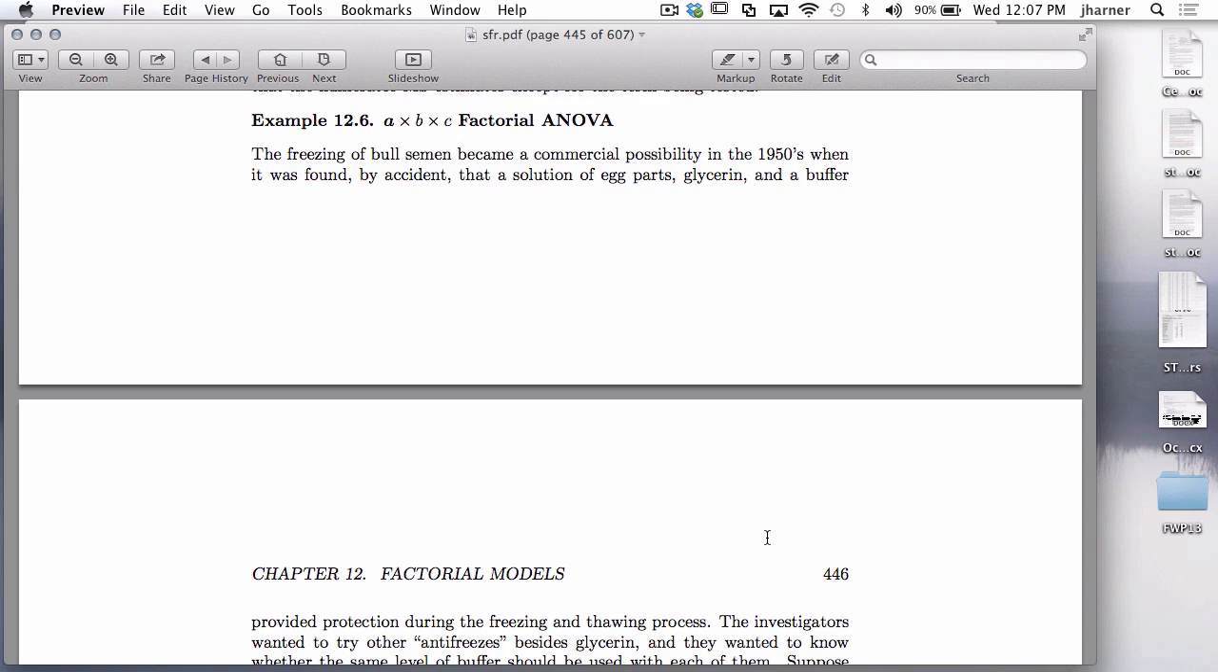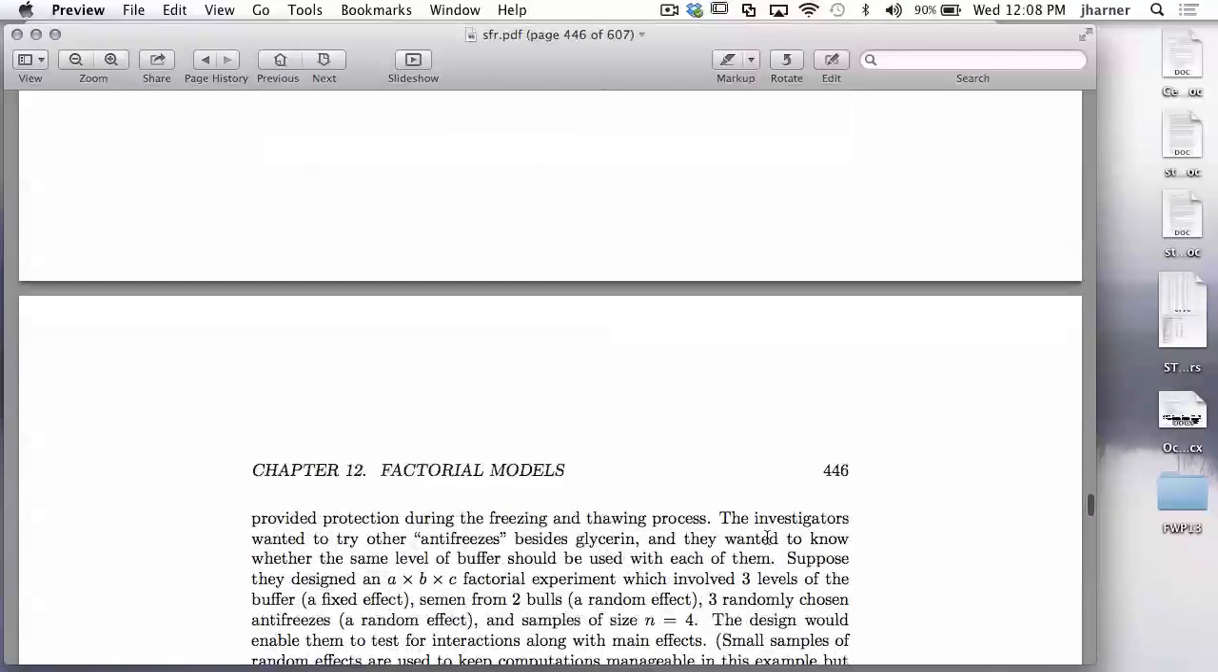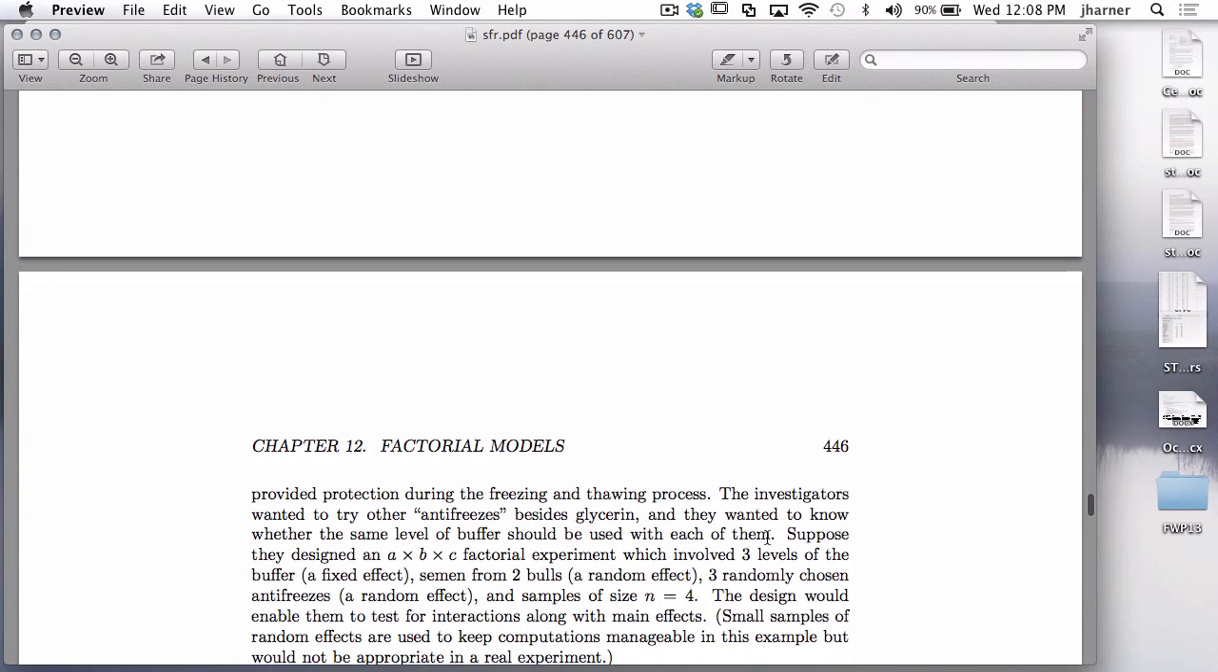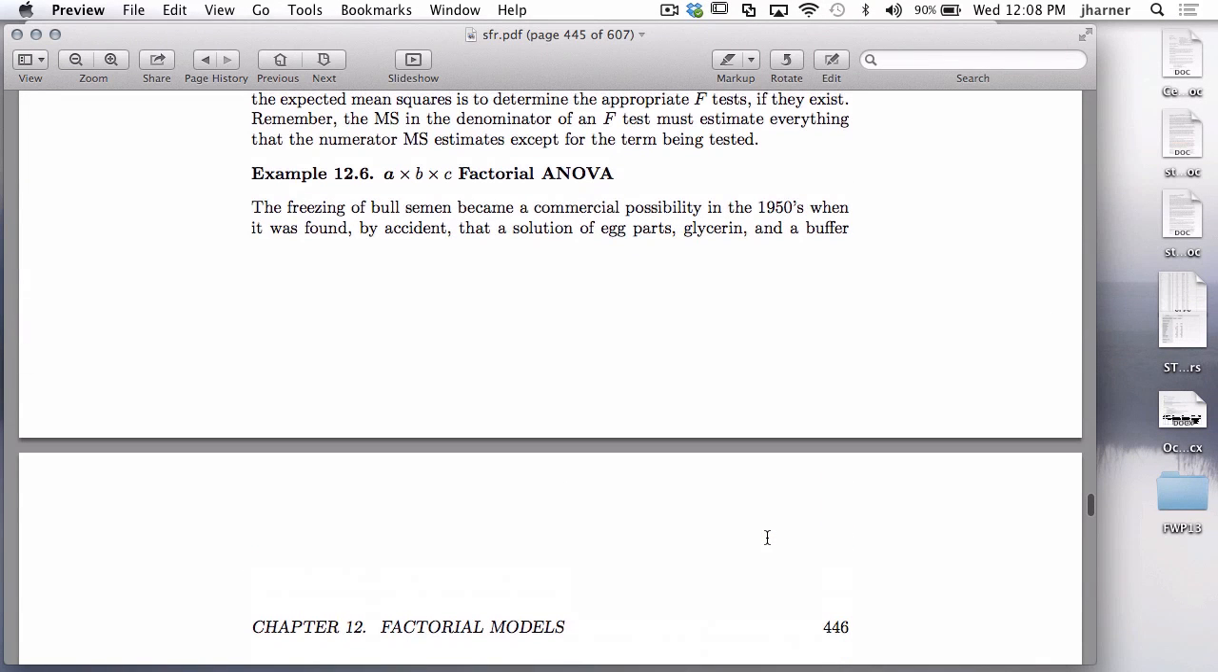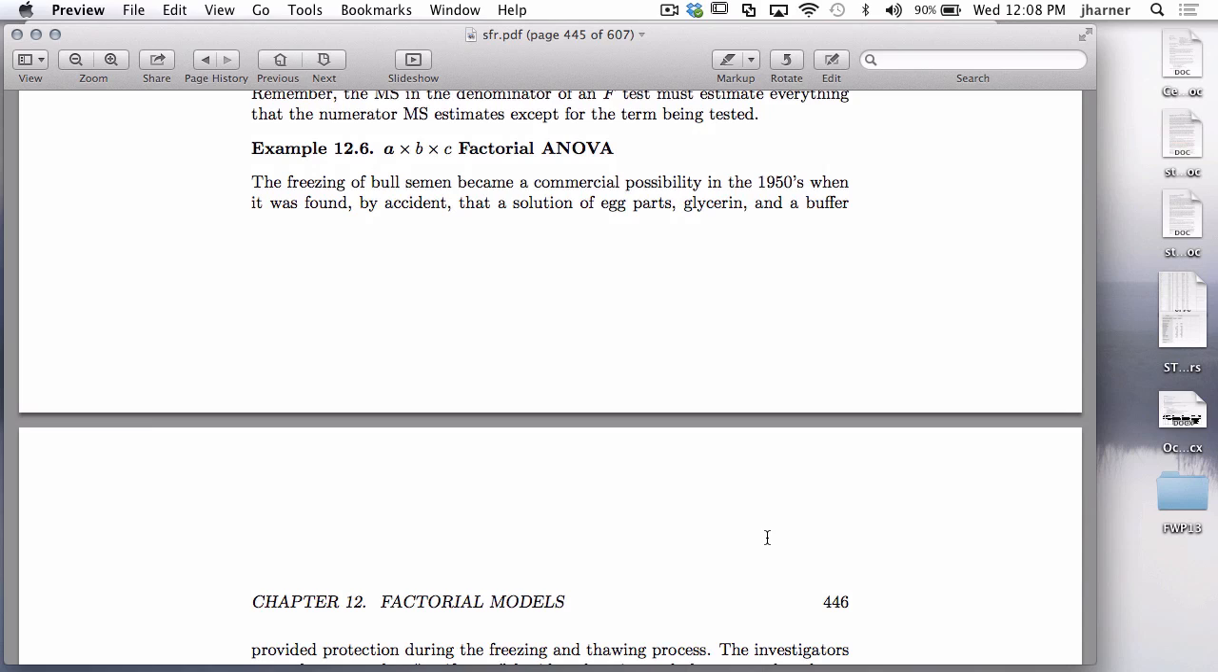So at any rate, when you have a freezing process and a thawing process, you need an antifreeze, and you need a buffer. And so the original one was glycerin, but later on there were many, many antifreezes you could use.